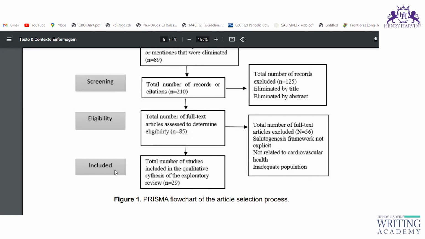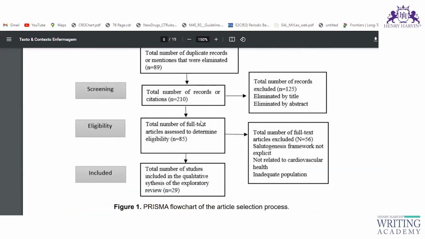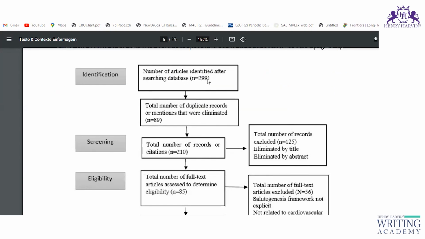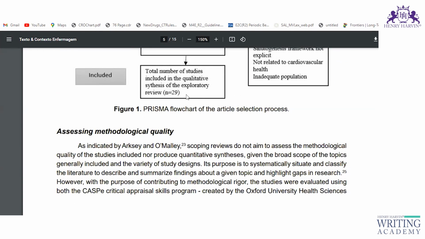Then in the last box, in the inclusion, you have to mention the total number of studies which were included in the qualitative synthesis of the exploratory review, or simply you can write for doing this review, that is 29. So from the literature which the author searched, that is 300 articles, only 29 articles were taken into consideration.